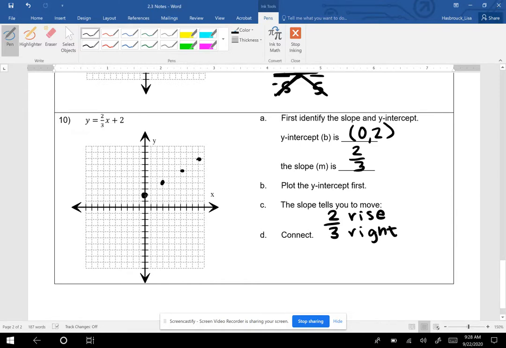Going back to my y-intercept, I can also do the opposite. I can go down 2 and back 3. Down 2 and back 3. And we draw our line with arrows on either end.